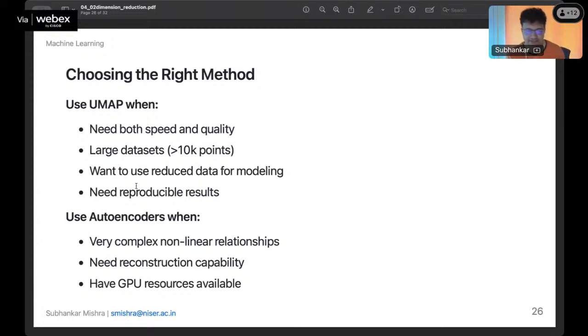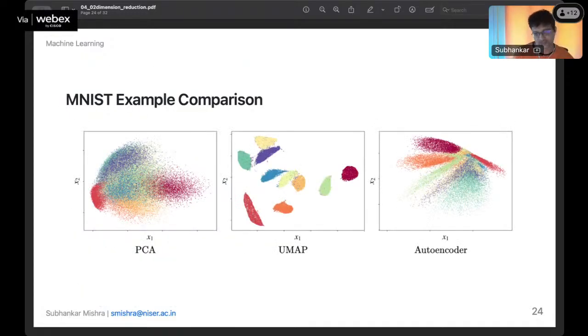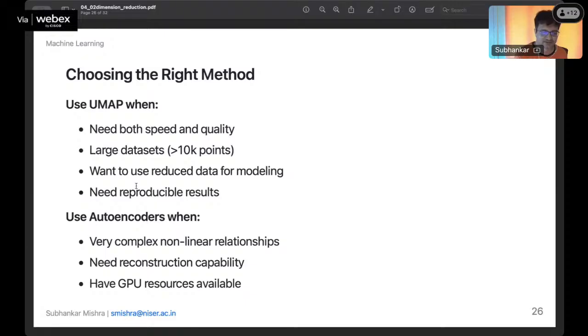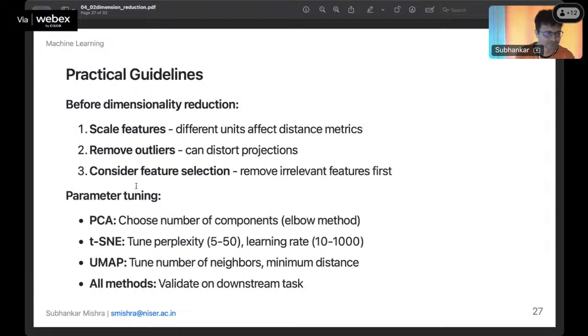The next thing we have is autoencoders. Even though I put autoencoders last, it's a very nice algorithm, and the good thing is it can run on GPUs by default. But you should use it only when it's a super complex data set. And I told you again, reconstruction capability: once you reduce it to 2 dimensions, do you want to go back to the original data point? If you want that kind of flexibility, then autoencoders are very useful. I think you will see a lot of papers, at least in material sciences, definitely using them.